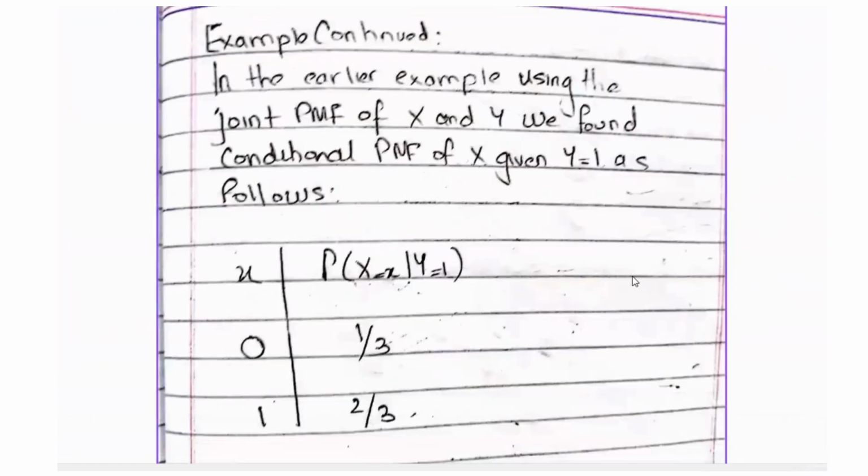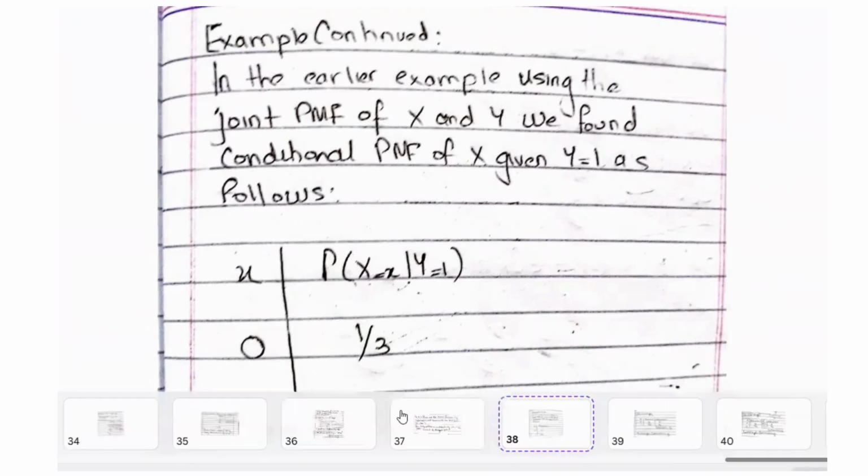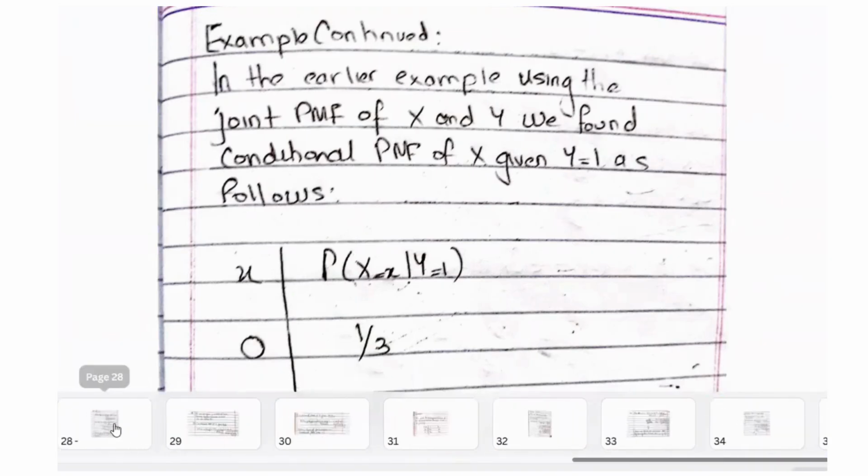Okay, so let's continue with the same example. We were looking at an earlier example, using a joint PMF of x and y. We found the conditional PMF of x given y is equal to 1 as follows. So we found the probability x is equal to 0 and x is equal to 1 given y is equal to 1. This gave us the conditional PMF of x given y is equal to 1.